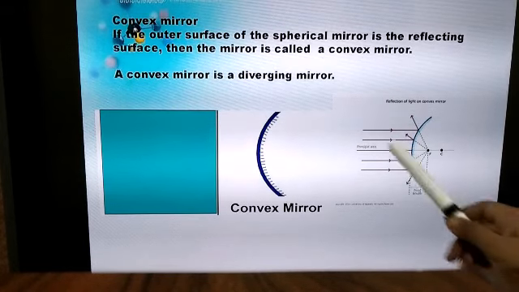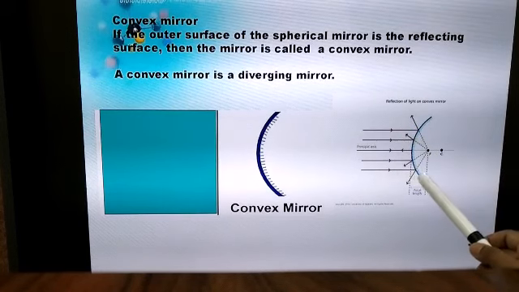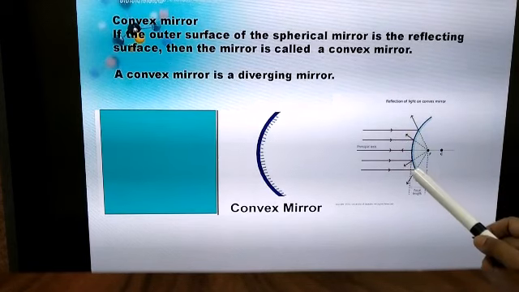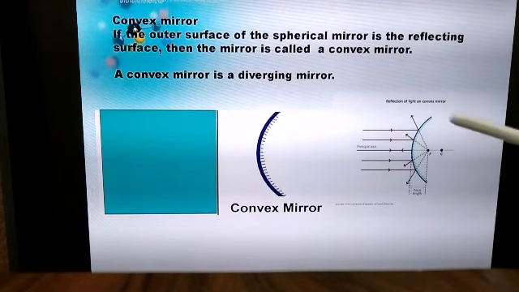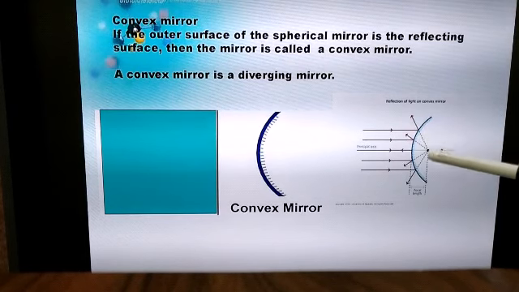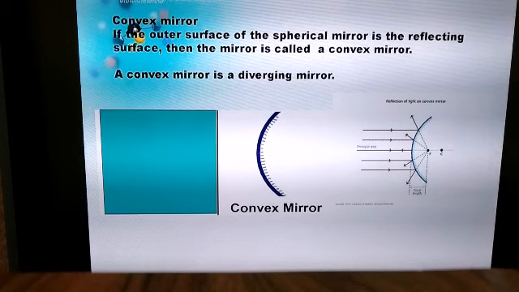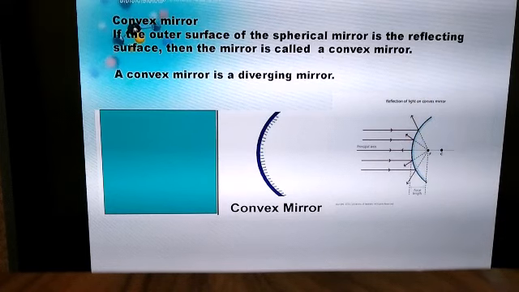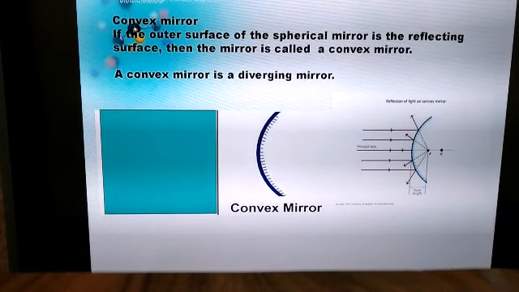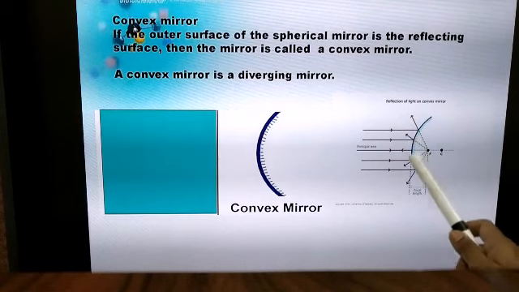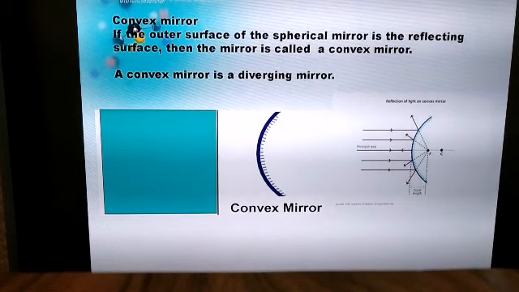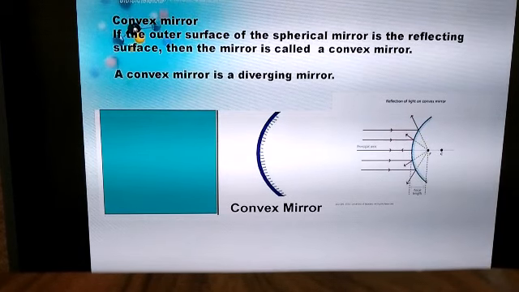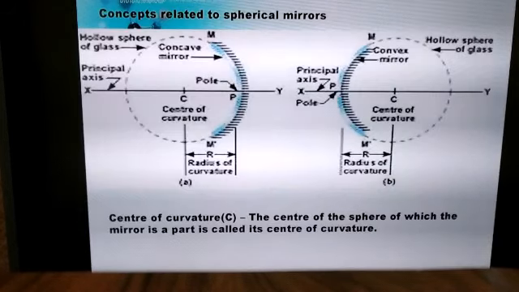This is because when rays of light fall on the convex mirror, the rays of light get reflected in different directions. But you see that the reflected rays do not meet at one point. But if these reflected rays are produced backwards, then they meet at a point behind the mirror. And therefore, the convex mirror is called a diverging mirror, because the reflected rays of light get deflected in different directions. So the reflected rays are getting diverged, and therefore the convex mirror is a diverging mirror.